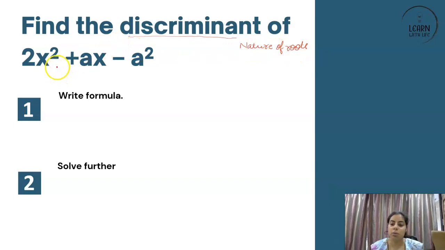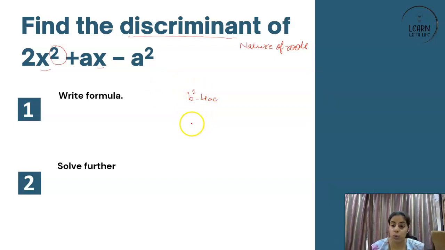How come we know that this is a quadratic equation? The variable that is involved is x, and it has a degree 2 here, right? So that's one thing. Now, in order to solve such kind of a question which asks us to find discriminant, what should we do? We should first write the formula, right? So the formula of discriminant is what? b square minus 4ac.